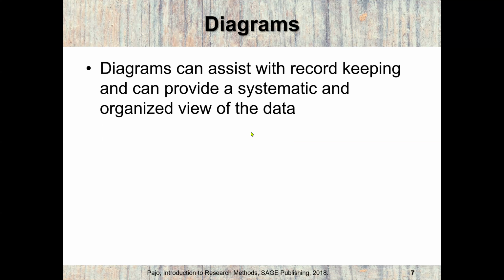So diagrams are very important, especially if we collect a data set with two variables and want to find the relationship between the data. The quickest way to do this is to plot the data, for example on a scatter plot or line plot. We can see the pattern of the data in the plane. So diagrams can assist with record keeping and also provide a systematic and organized view of the data.